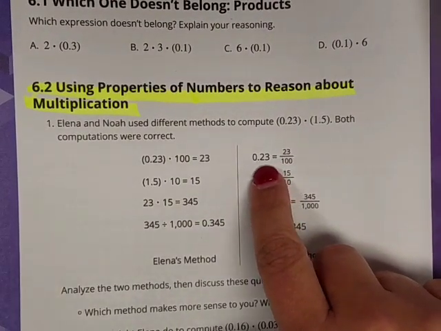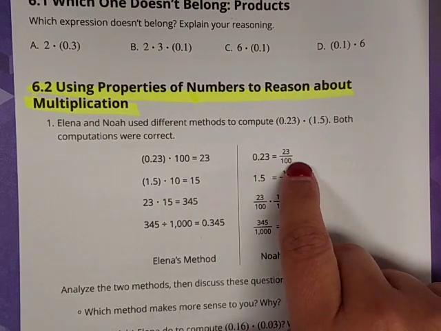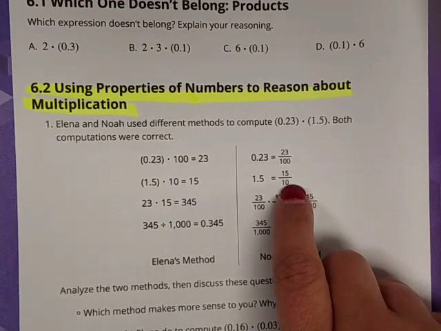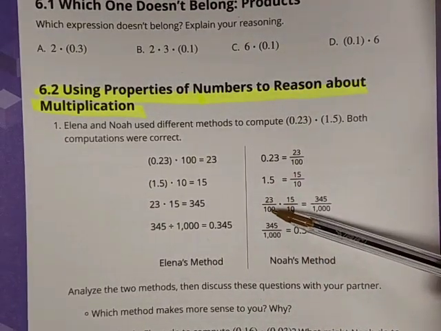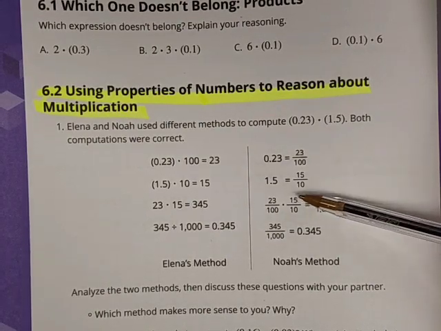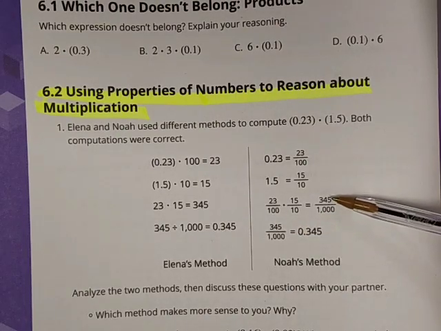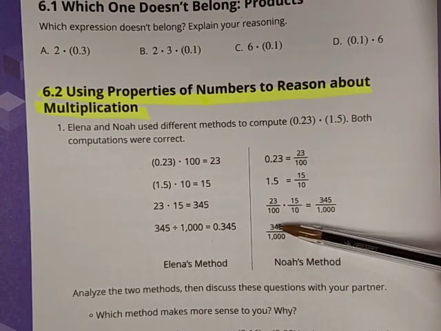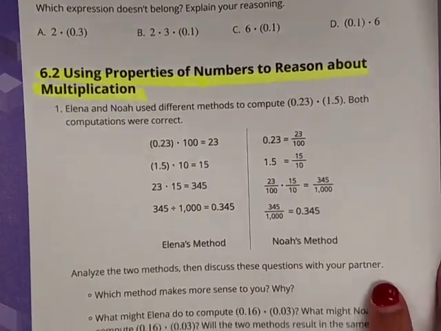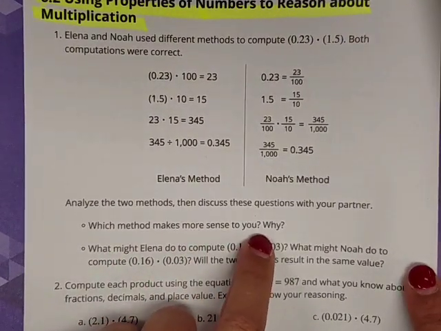Then Noah's method is he changes to a fraction. So this is 23 hundredths. This is 1 5/10, or 15 tenths. And then he multiplied 23 over 100 times 15 over 10 and got 345 over 1,000, because 23 times 15 is 345, and 100 times 10 is 1,000. And to rewrite this fraction as a decimal, 345 thousandths is written like this. So this is Elena's method and Noah's method. Both are correct. So now that we've looked through this, which method makes more sense to you and why?